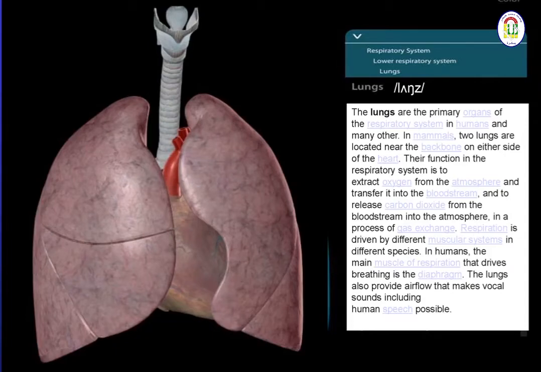Afterwards, we find the lungs. The lungs are the primary organs of the respiratory system in humans and many other mammals. The two lungs are located near the backbone on either side of the heart. Their function in the respiratory system is to extract oxygen from the atmosphere and transfer it into the bloodstream, and to release carbon dioxide from the bloodstream into the atmosphere. In the process of gas exchange, respiration is driven by different muscular systems. In humans, the main muscle of respiration that drives breathing is the diaphragm. The lungs also provide airflow that makes vocal sounds, including human speech, possible.